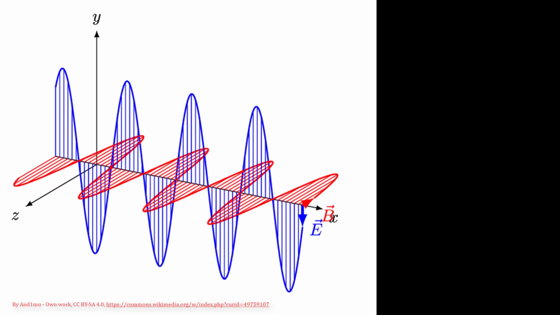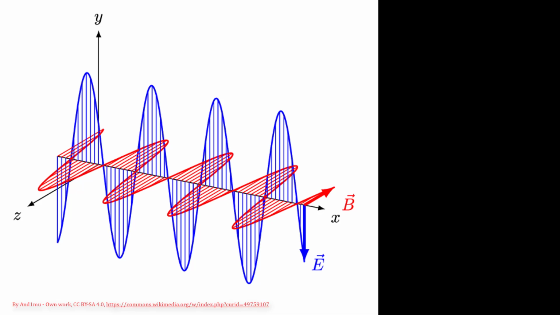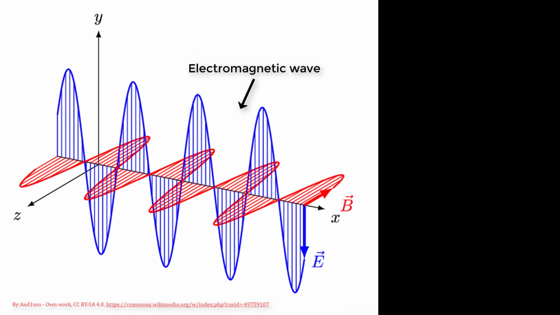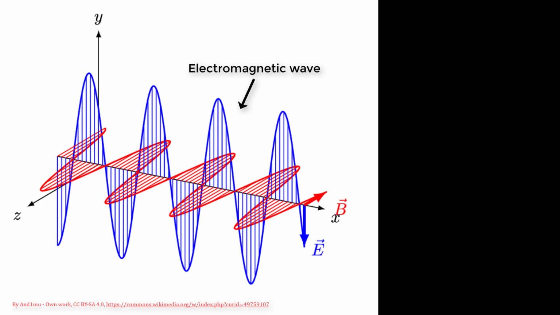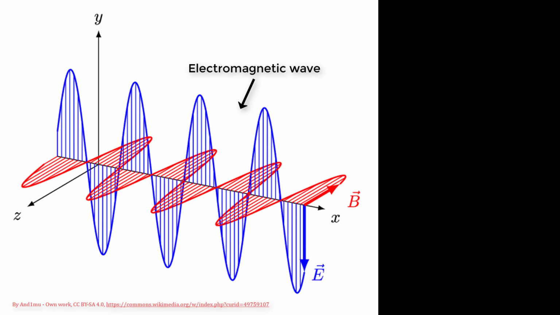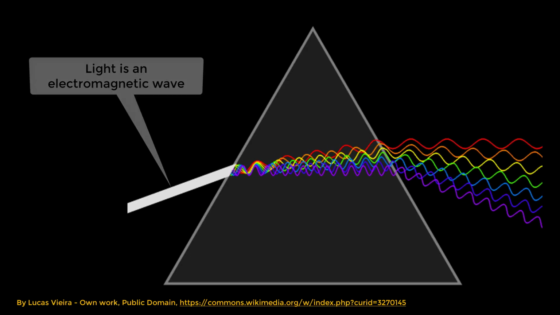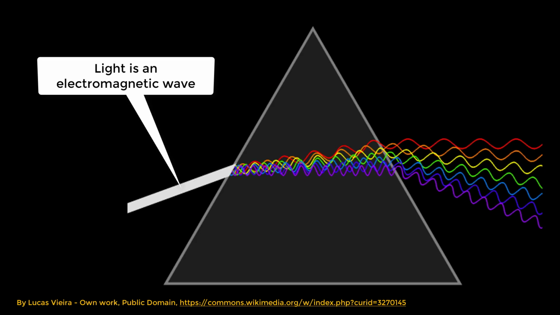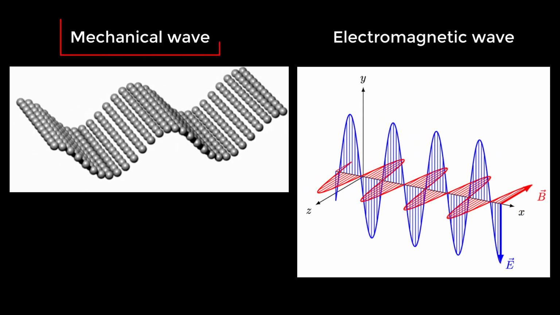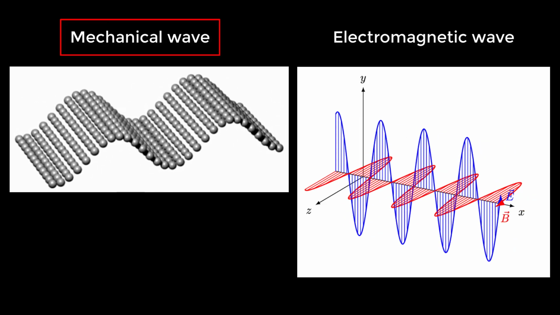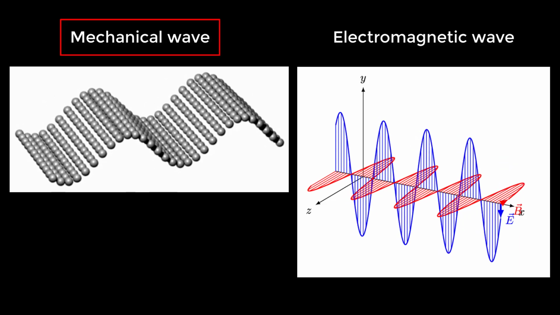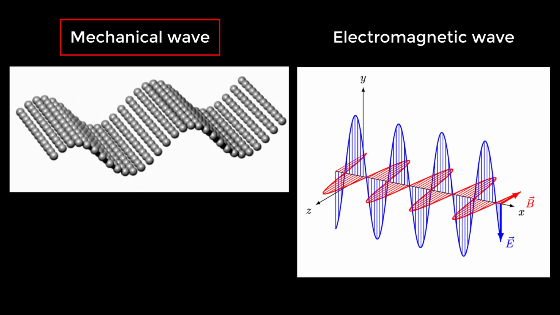On the other hand, waves that don't require a material medium to propagate are called electromagnetic waves. For an electromagnetic wave, it is the electric field and the magnetic field that oscillate. For example, light is an electromagnetic wave. From now on, we will be focused on mechanical waves only. In fact, most of the features that mechanical waves possess are the same for electromagnetic waves.